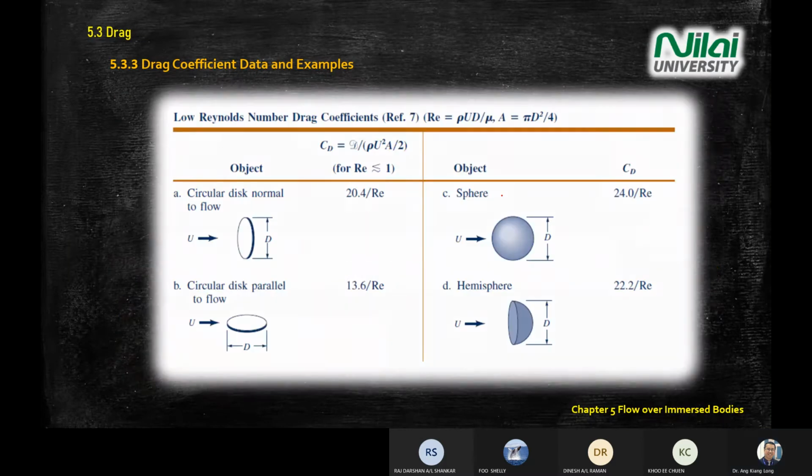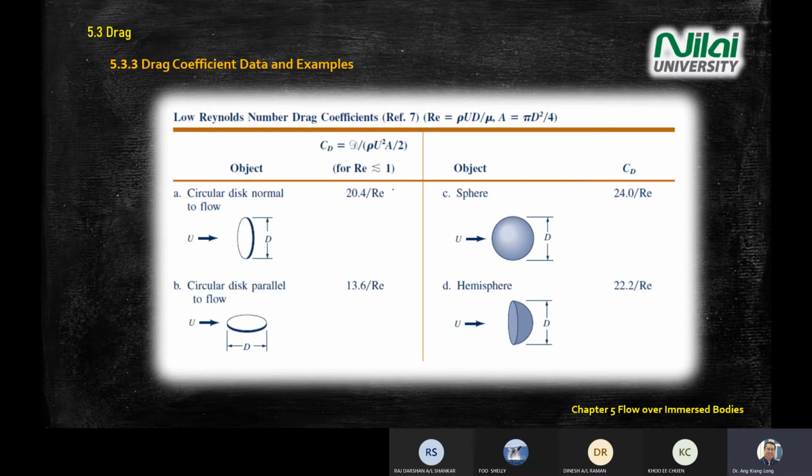Okay. So another one is the Reynolds number dependent. As you can see from the diagram on your screen here, it's a table that gives you some idea what happened to the Reynolds number or the CD value. So you can calculate the CD value if you have a Reynolds number less than 1. Okay, Reynolds number less than 1.